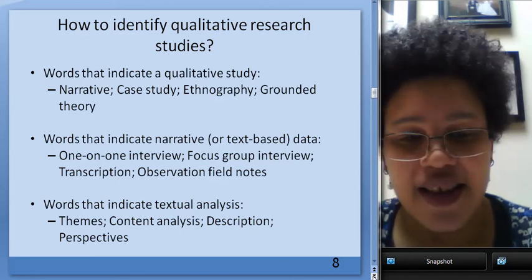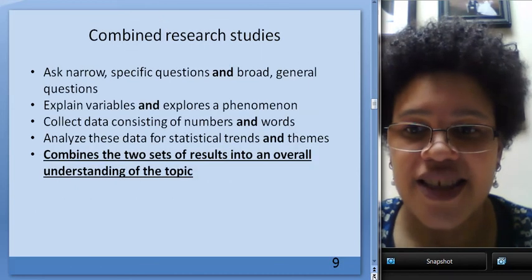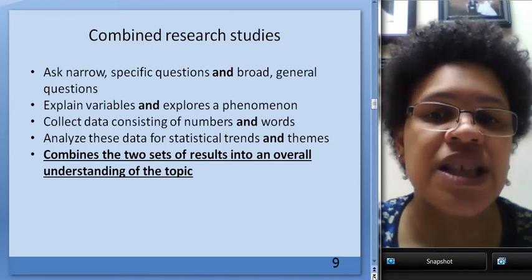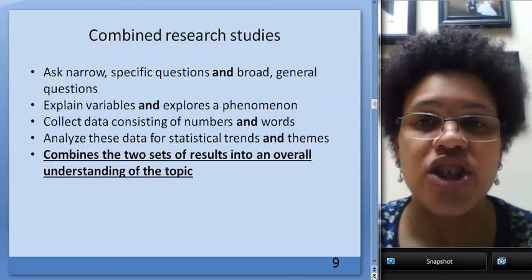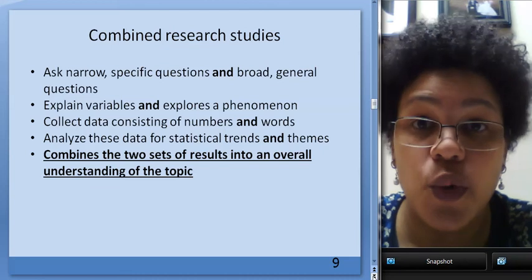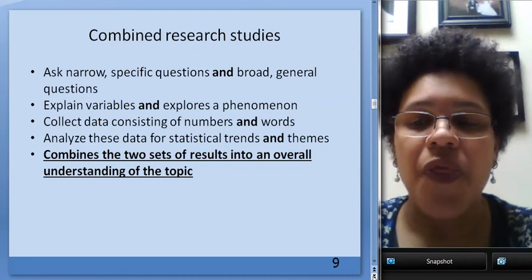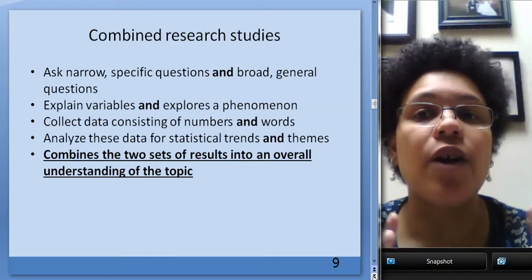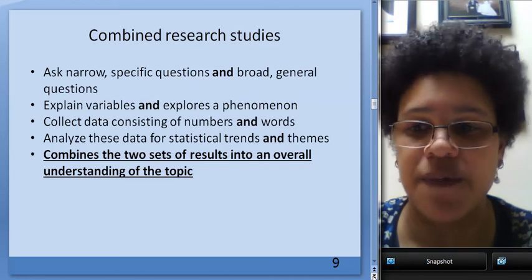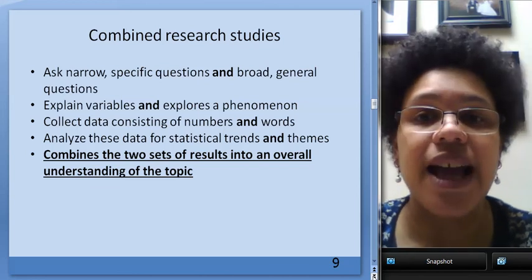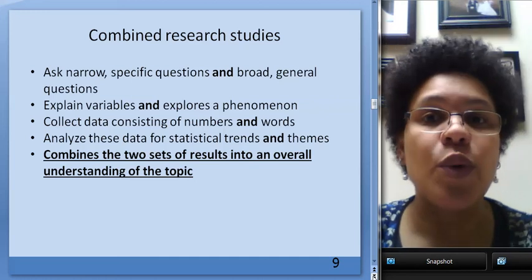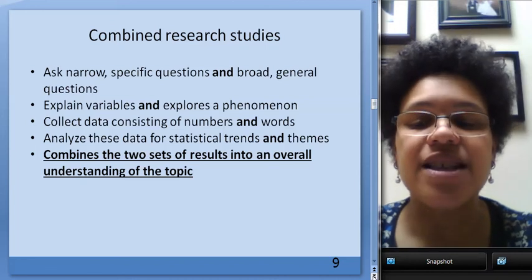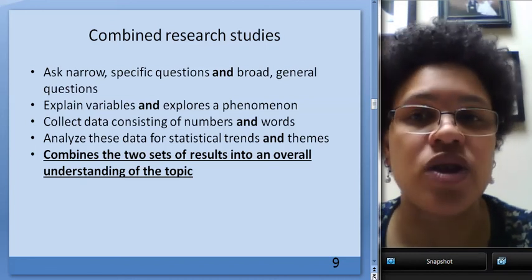Okay, let's see. Slide 9. Now, for combined research studies, you may see a combination of a narrow specific question and a broad or general question. And often research studies will have more than one research question. There may be variables that are counted or measured in some way, and a phenomenon might be explored from the perspective of participants. There may be data that's both numbers and words. So we did a numeric survey and we interviewed some of the participants. And the data may be analyzed for statistical trends and themes.